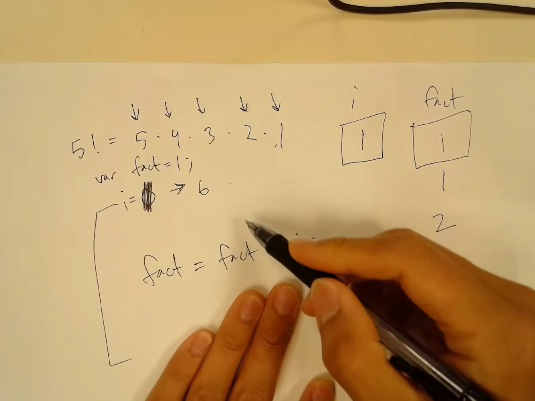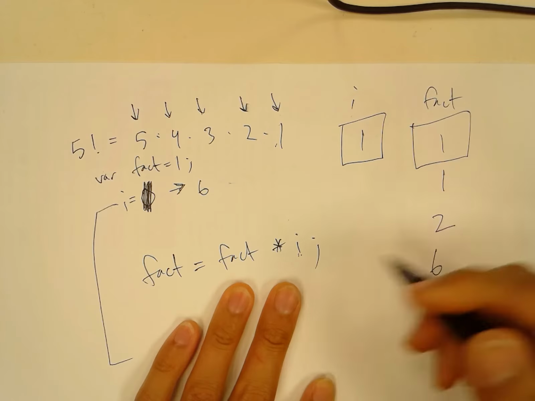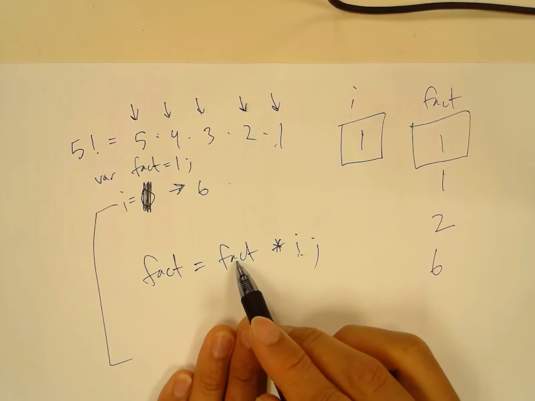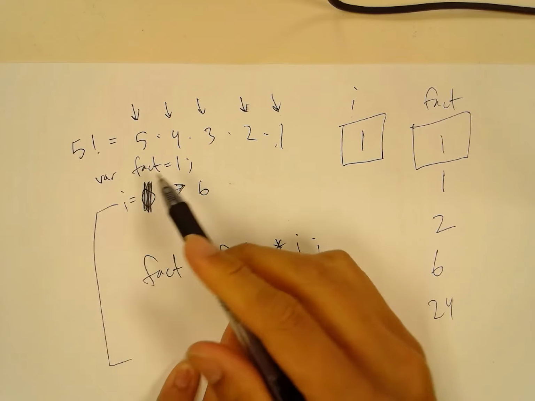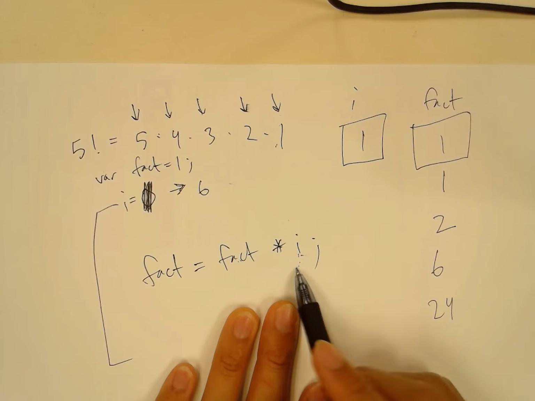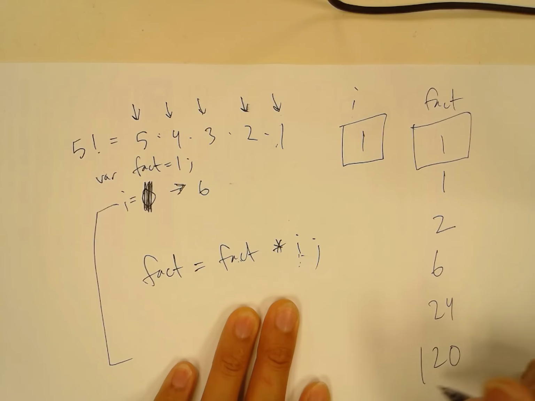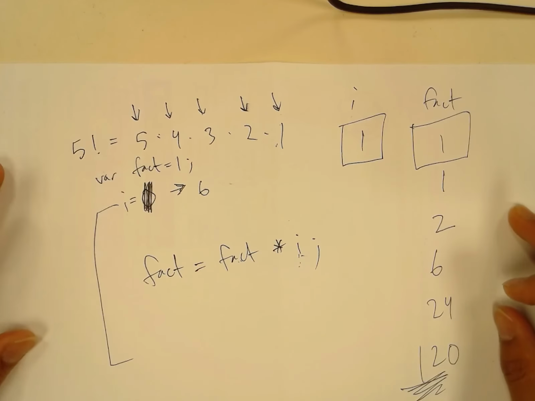And then the third time in, it's going to be fact, which is 2 times 3, so that's 6. And then the next time it's going to be 6 times 4, which is 24. And then it's going to come back in, and it's going to be 24 times 5. So that's 120. And that is 5 factorial. So this is kind of an explanation of how that would go.